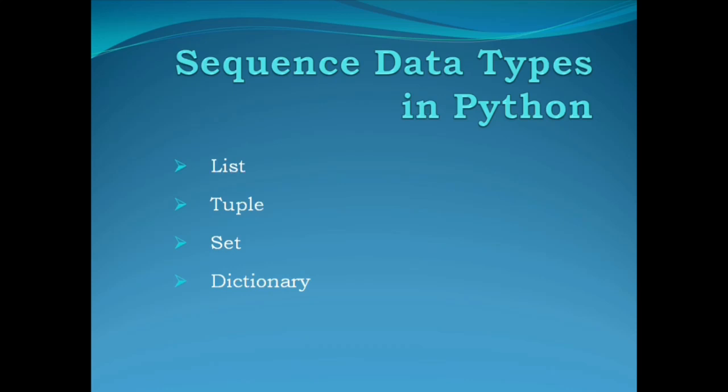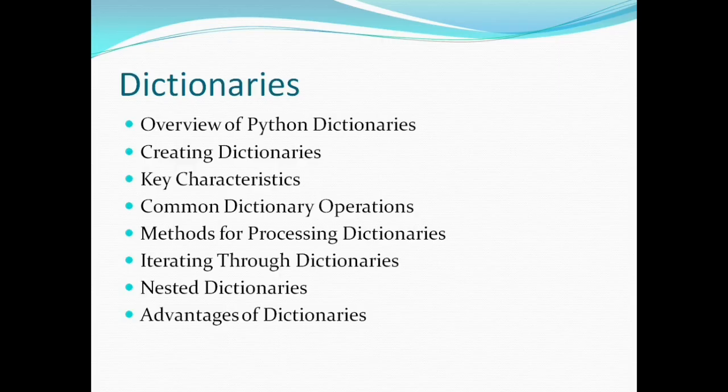Hello everyone, in this video we will be exploring the sequence data types in Python. Next we will unravel the mysteries of dictionaries, a versatile and powerful data structure in Python. Dictionaries provide a way to store and organize data using key value pairs. We will now be exploring dictionaries in detail, covering their properties, operations and various methods available for processing them.